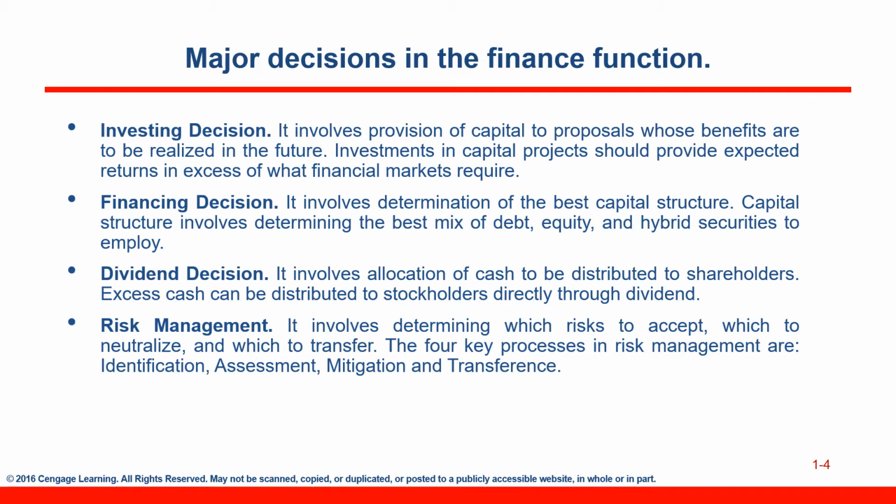How about the dividend decision? It involves the allocation of cash to be distributed to shareholders. So excess cash can be distributed to stockholders directly through dividends. While for risk management, it involves determining which risks to accept, which to neutralize, and which to transfer. The four key processes in risk management are identification, assessment, mitigation, and transference.